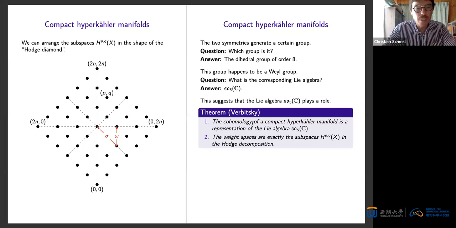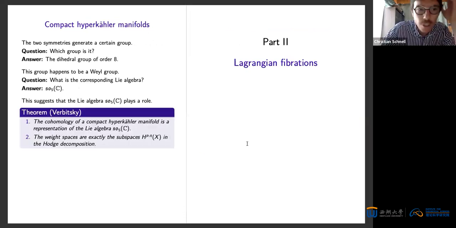Okay, and so it's this kind of thing that I want to talk about in a different setting, not in the compact case, but in a non-compact case. Any questions? No? All right, okay. So then let's go to the actual topic, which are Lagrangian fibrations.